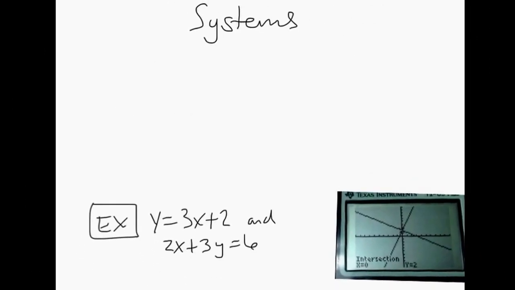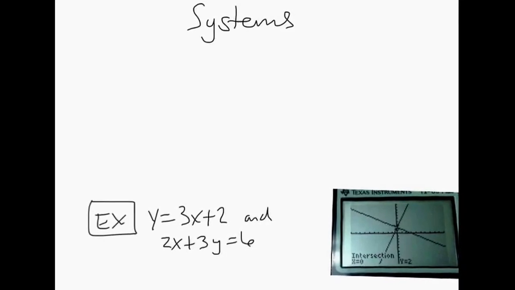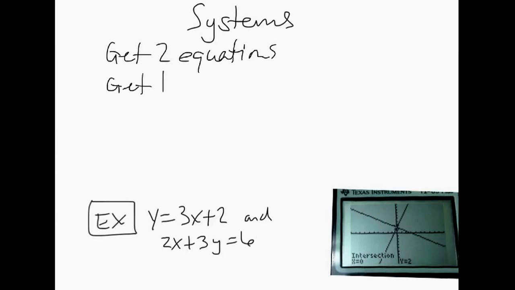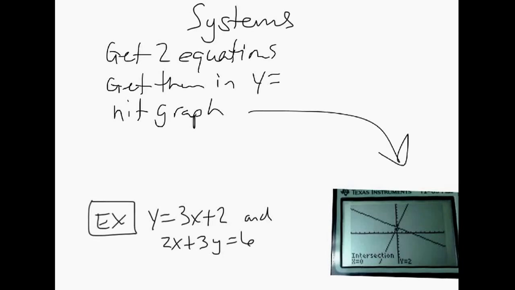Systems of equations, this is when you have 2 lines and you're trying to see where they hit each other. So your goal with systems of equations is to get 2 equations, get them in y equals, and hit graph. When you hit graph, this picture is going to show up.